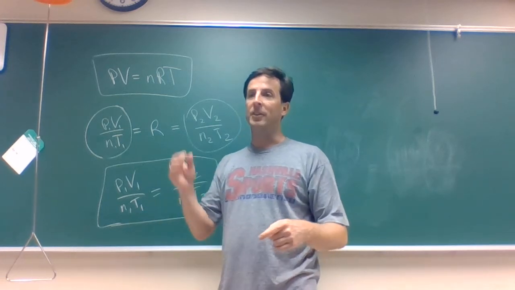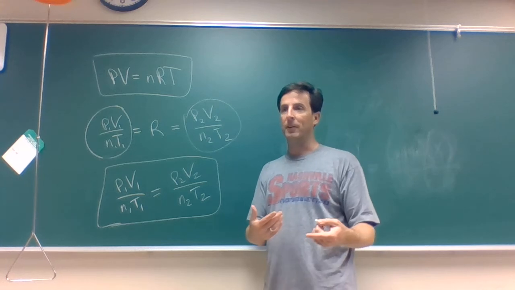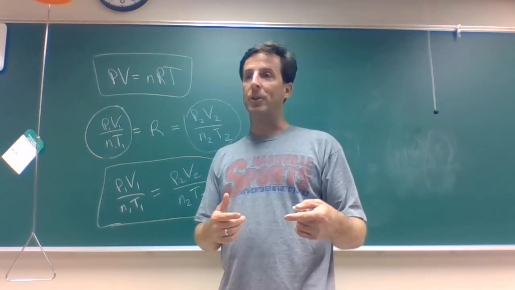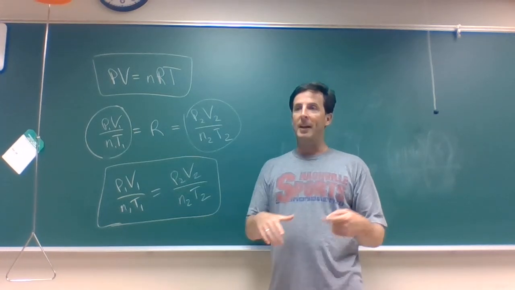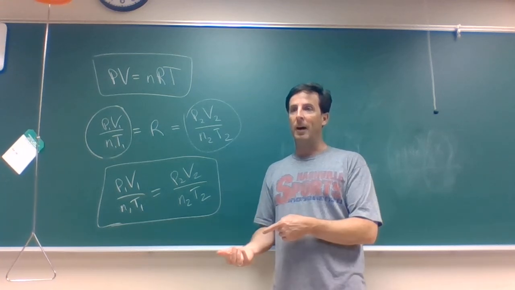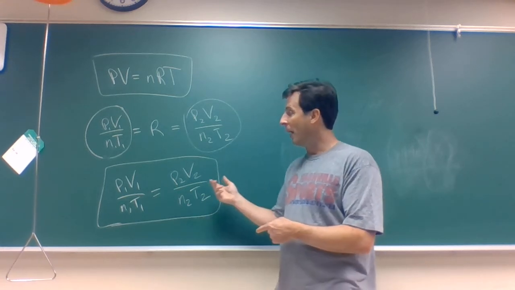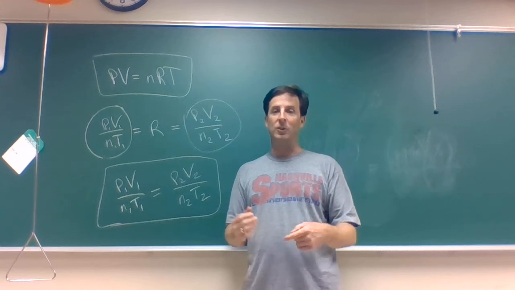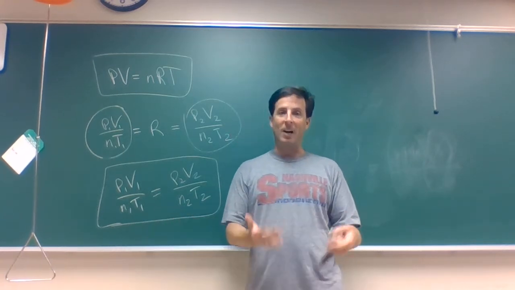Then it says the submarine descends to a depth where the new pressure is 150 atmospheres. That's P2. The new temperature is 3 degrees, so that's going to give me T2. And then it asks me for the volume. What's the volume inside the submarine? So, the one thing it didn't mention at all was the amount of gas. We assume the amount of gas in the submarine, N1 and N2, must be constant.